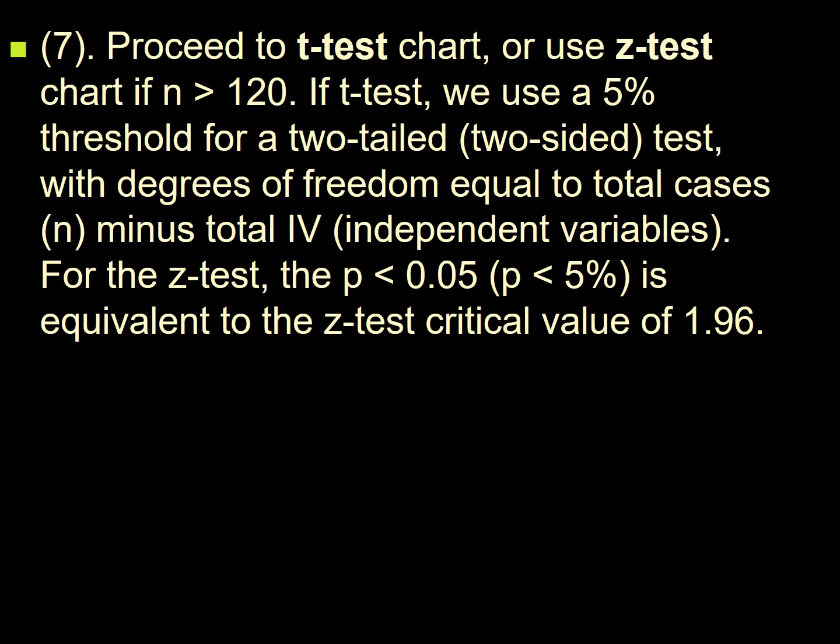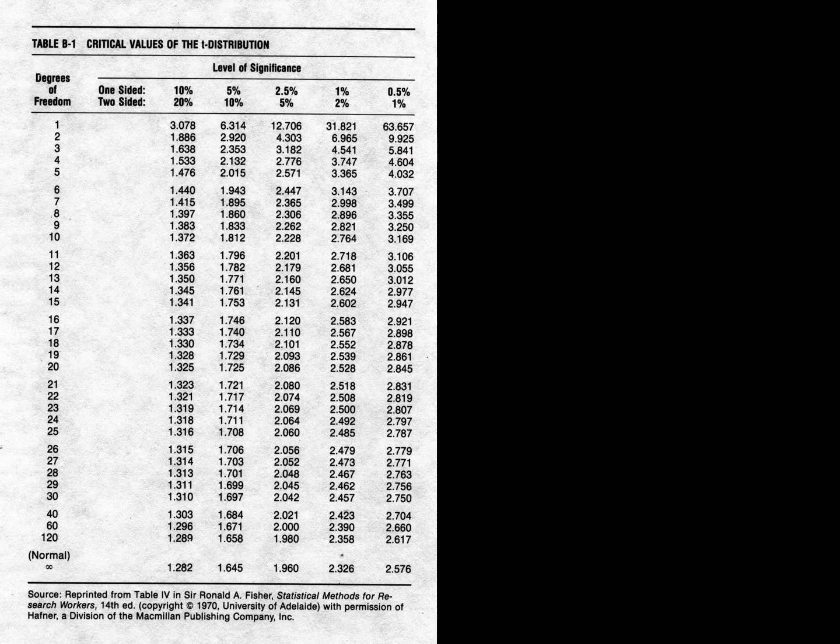So in step 7, we're going to proceed to do the test. Now, normally we'd go to the t-test chart, or if we had more than 120 cases, we'd go to the z-test chart. Now, here in the t-test chart, we would use the 5% two-sided level of significance, and we would choose 120 cases because we don't have an infinite number of cases. We have less than an infinite number of cases, but we have more than 120 cases. So we conservatively choose 120, and that'll give us an intersection of 1.9.